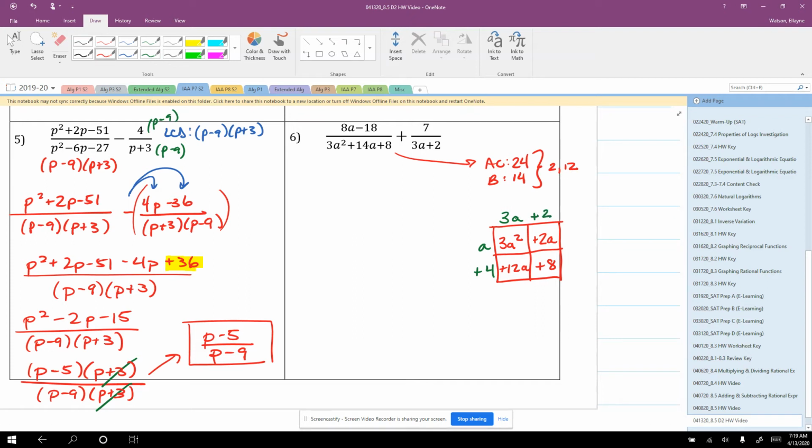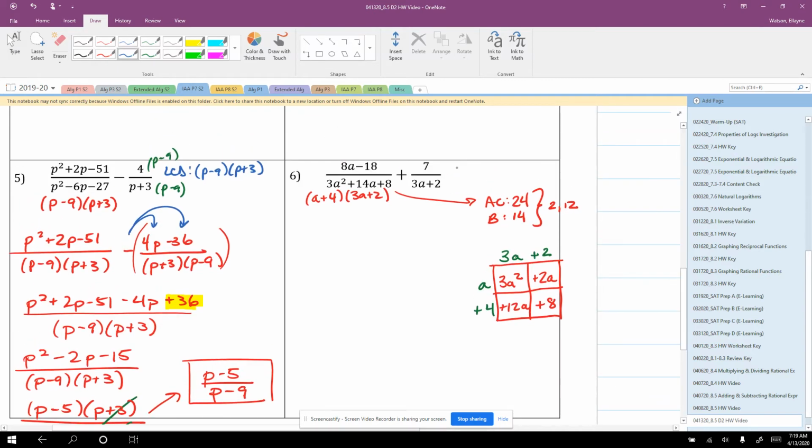So what does that mean? That means that this first term denominator factors into a plus 4 times 3a plus 2. Okay, and we had to do that just to find the LCD. So now we know our LCD is going to be a plus 4 times 3a plus 2. So what are we missing from the first term? Nothing. What are we missing from the second term? A plus 4. So we're going to multiply top and bottom by a plus 4.